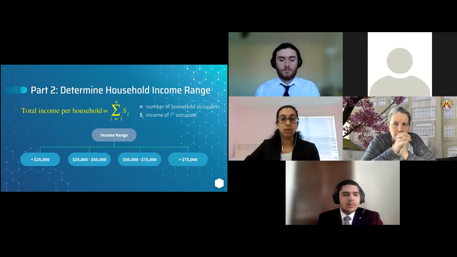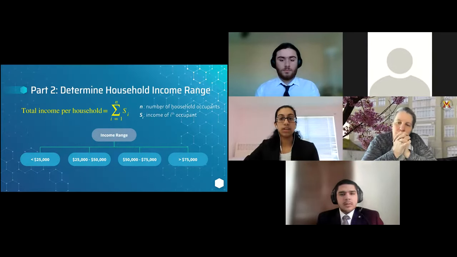So the first part of the model is determining the income range for a household, which basically involves finding the total income for the household and determining which of four income ranges it falls in. For the purpose of the given scenario where we were not given incomes, we use the average income based on the age and depending on whether the work was full-time or part-time.